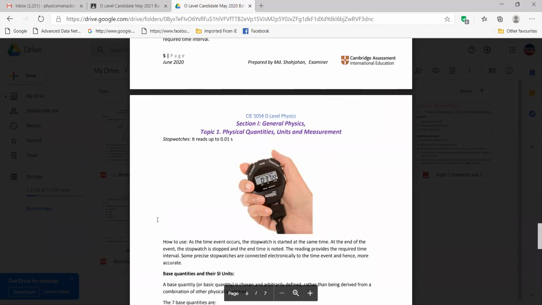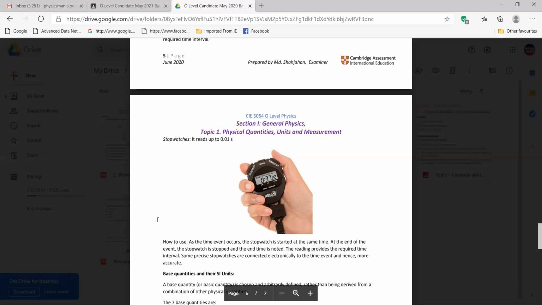Then continue. Stopwatches read up to 0.01 second. How to use? As the time event occurs, the stopwatch is started at the same time. At the end of the event, the stopwatch is stopped and the end time is noted. The reading provides the required time interval. Some precise stopwatches are connected electronically to the time event and hence more accurate.